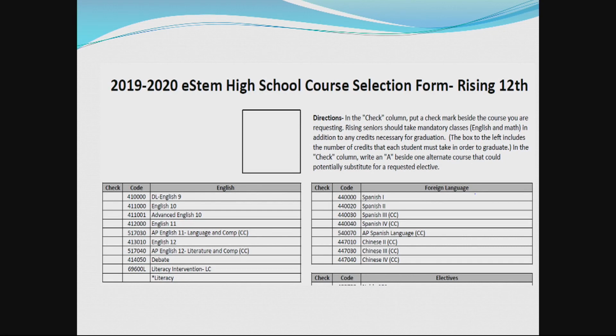The difference between AP and Concurrent Credit English and English is that the English class does not include AP work or the weighted credit. Last, if you need oral communications, it's been marked as debate. If you've already taken this course, please don't mark it again unless you want to take debate as an additional class. Now for foreign language.